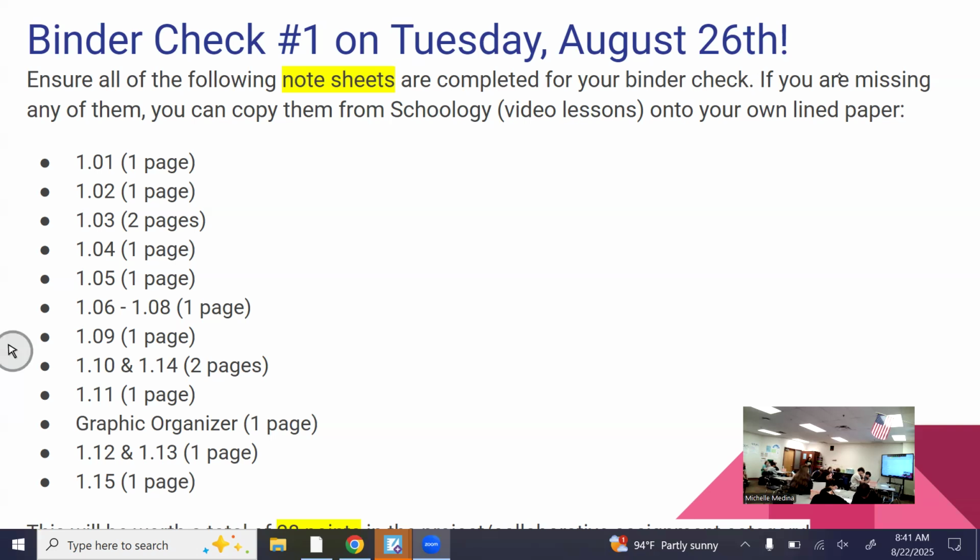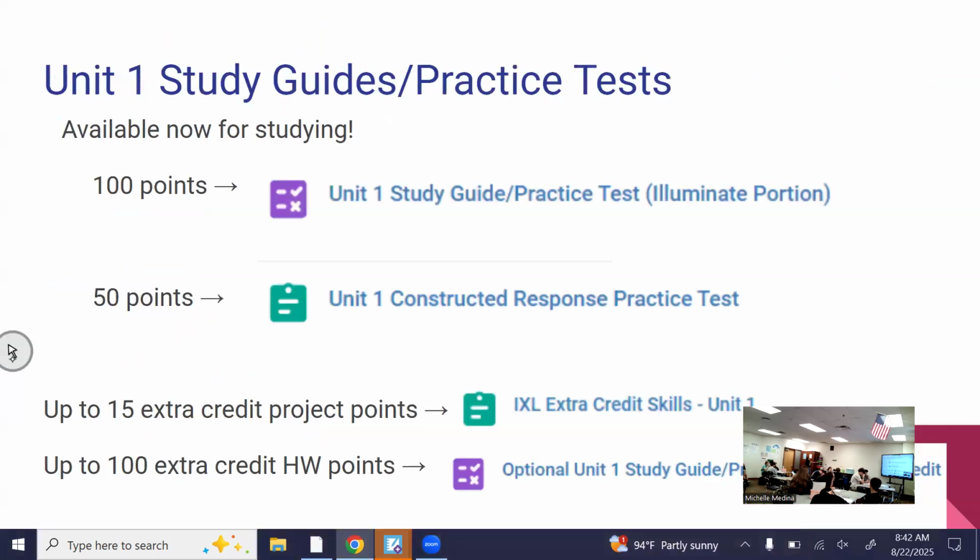So keep that in mind. Very important. Everything is in there from the start of the semester, so you can watch the videos and catch up. Get these notes. There's also the papers right here you can grab. Take notes on your own. The study guides are available.